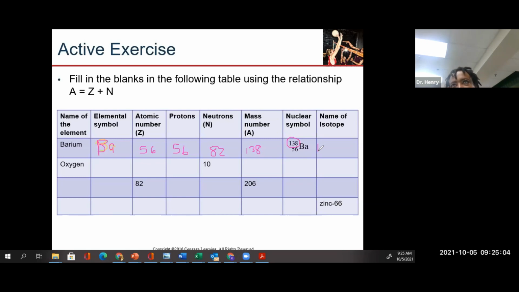Anyone? So in this case, it would be barium. And then we put the new mass number, which is 138.